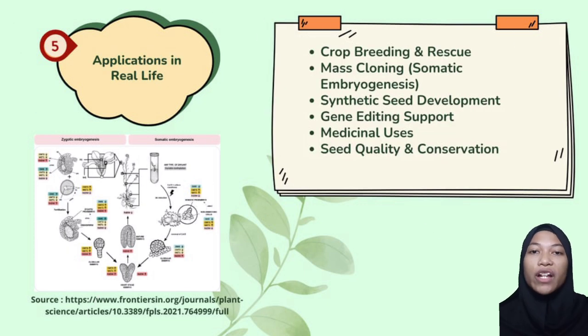Section 5. Applications in real life. Why does this all matter? Well, plant embryology is super useful because, 1. It helps us to improve crop varieties. 2. It enables cloning of valuable plants using somatic embryogenesis. And the last, it supports the conservation of rare plant species by growing embryos in the lab. So, it's not just about theory, it's about real-world solutions.